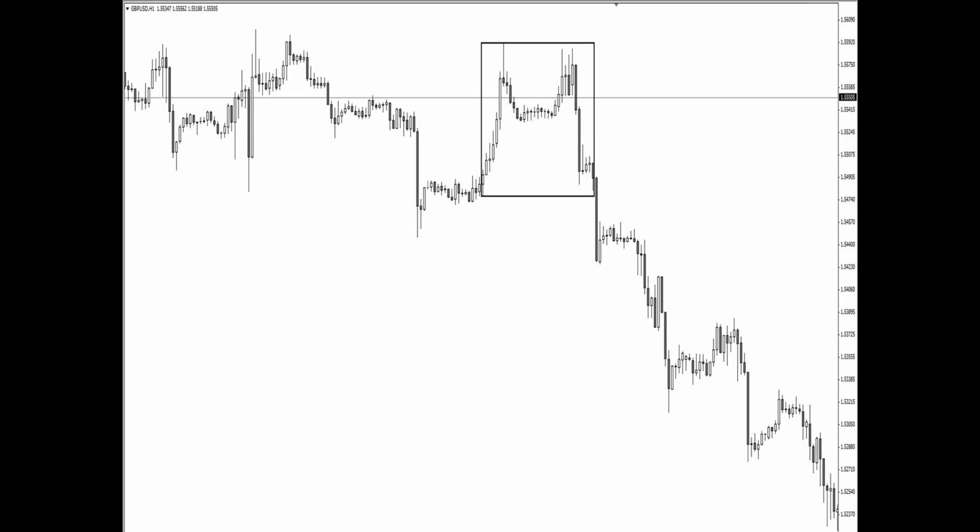So how do we trade rectangles? We can trade it either by placing an immediate pending order after the breakout happens, or, if you want a bigger chance of success, we want to trade it just after the retest.